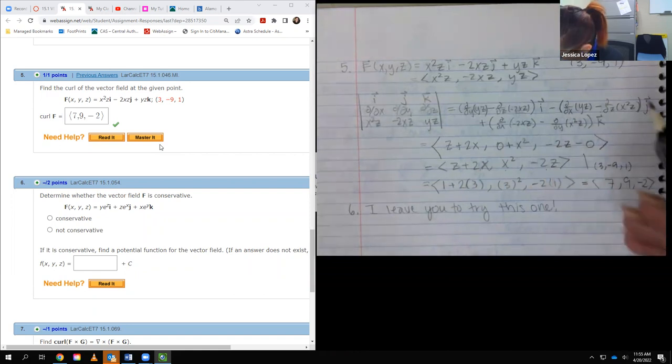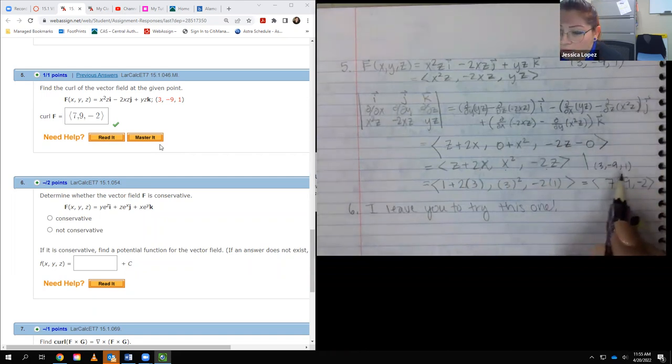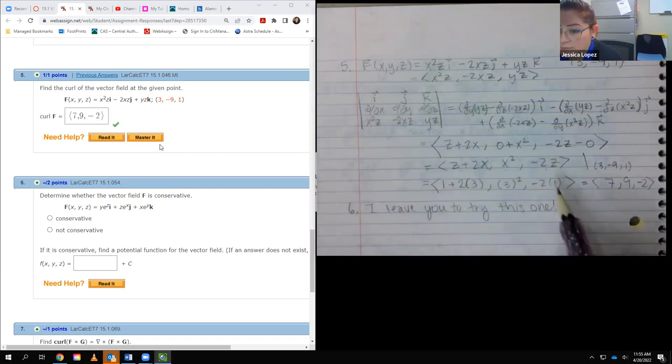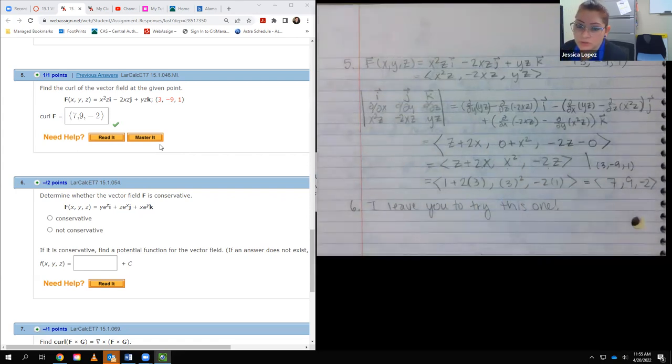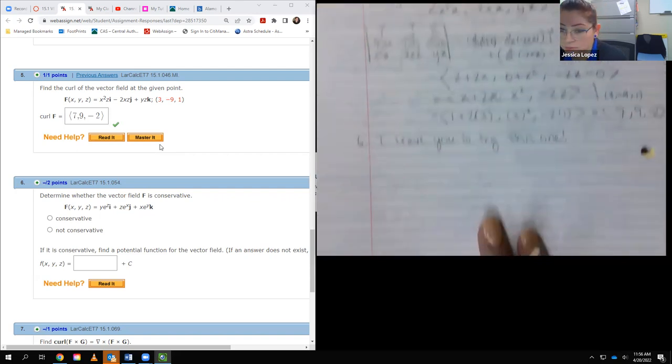Now I still have to evaluate this vector at this point, okay? To do that, we're just plugging in 3 for x, negative 9 for y, and 1 for z. I don't seem to have any y, so I didn't really plug in that negative 9 anywhere. But once you do all your computations for each component, you do end up with the vector here, 7, 9, negative 2. And it did turn out to be correct.